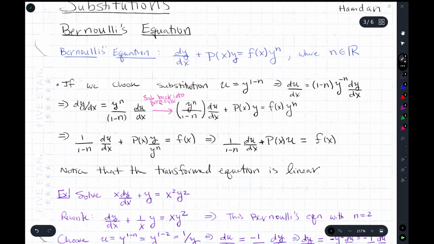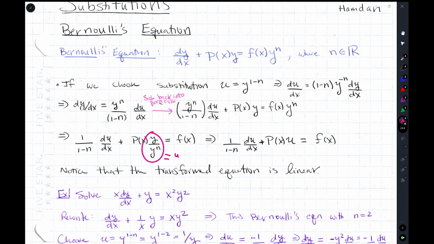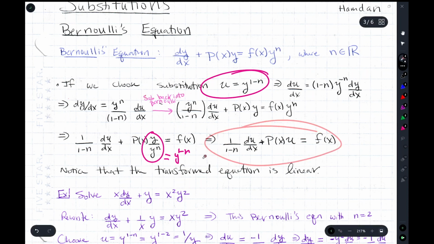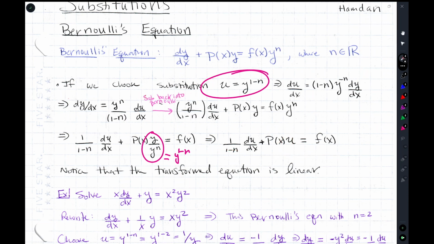But now, what is this here? It is equal to y^(1 minus n). Well, that's just u. And so we just got our transformed equation. This has dependent variable u and independent variable x. It doesn't have a y anywhere. And we kind of did this without solving for y and then taking derivatives, because who wants to work with a root, right? It's easier to just work this way. And it works either way.